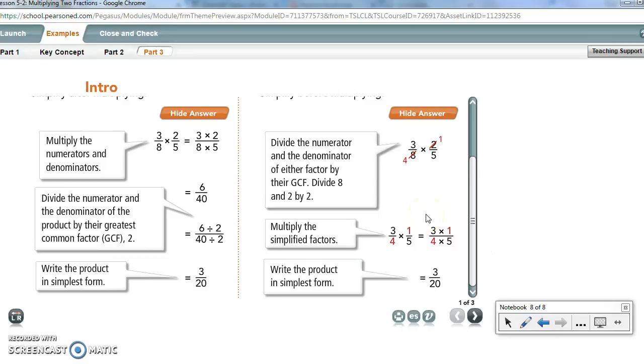So you need to divide the numerator and the denominator of either factor by their GCF. So they divide 8 by 2 and 2 by 2. Doing this way on your diagonals, that's sometimes helpful. We'll talk about both methods in class tomorrow.